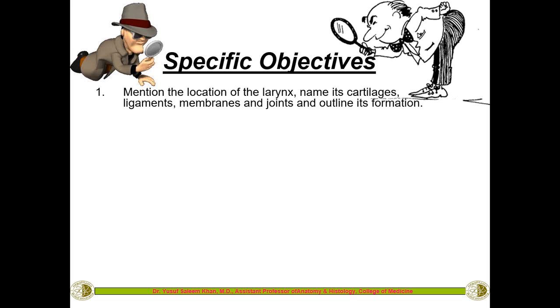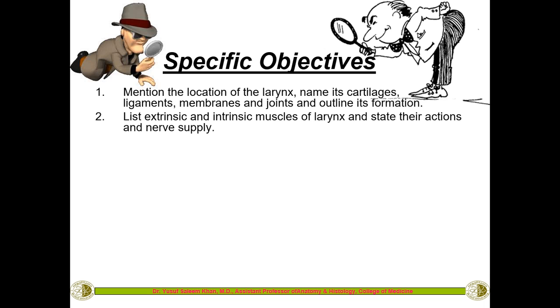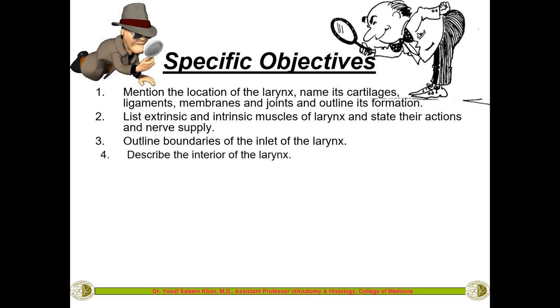The specific objectives for you in the College of Medicine, Al Juf University, for the respiratory block, for this topic will be: mention the location of the larynx, name its cartilages, ligaments, membranes, joints and outline its formation. List extrinsic and intrinsic muscles of the larynx and state their actions and nerve supply. Outline boundaries of the inlet of larynx.